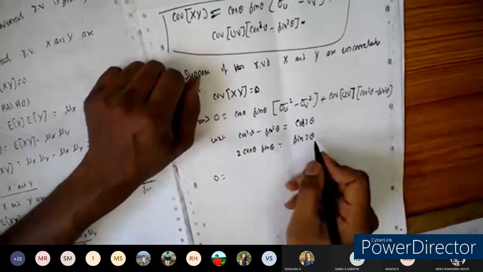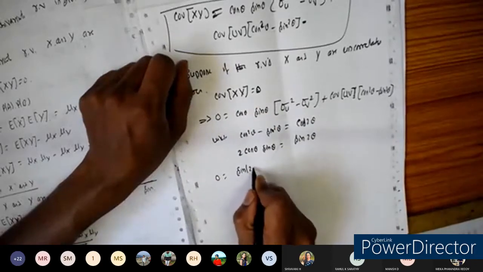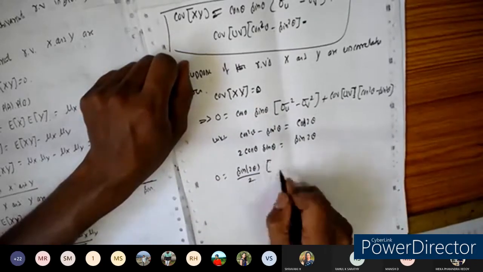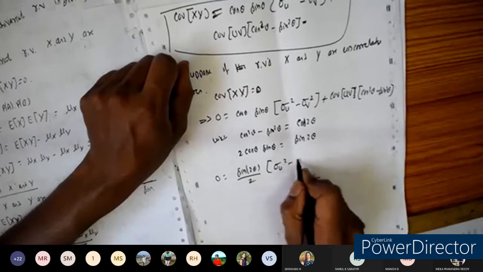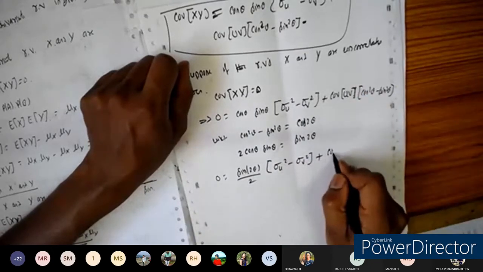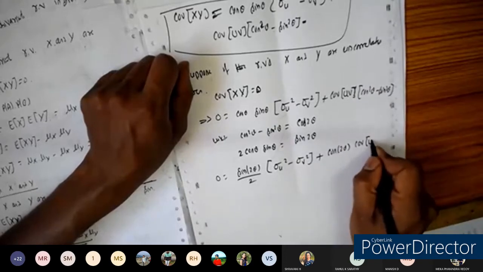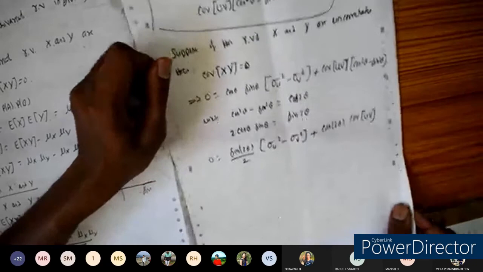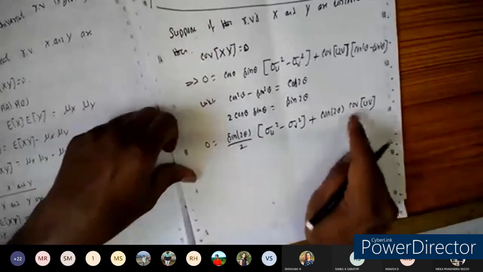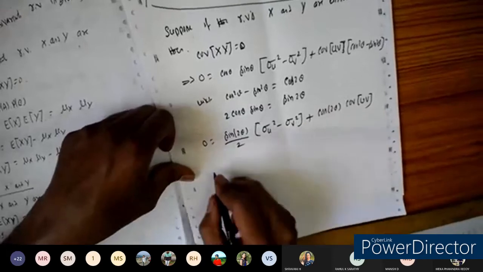Okay, so sin 2 theta divided by 2 I can write. So this will be sin 2 theta divided by 2 into sigma u square minus sigma v square plus cos 2 theta into covariance of the random variables u and v. Okay, so let us send this one to the LHS part here.